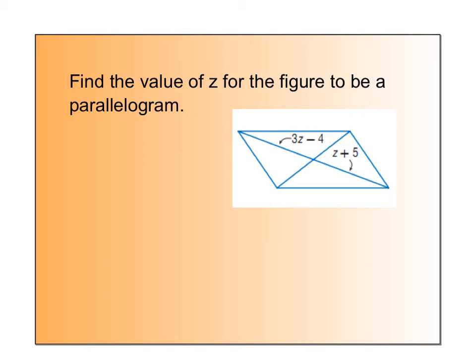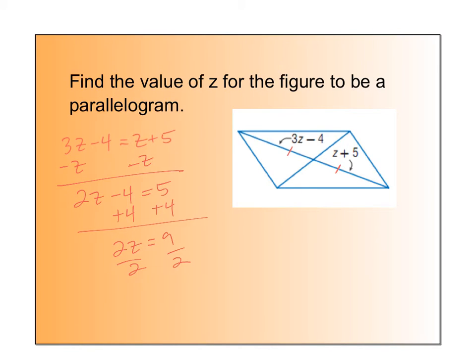So find the value of z for the figure to be a parallelogram. Well, if it's really going to be a parallelogram, the diagonals bisect each other. Those two should be congruent. And so 3z minus 4 should equal z plus 5. Minus z. 2z minus 4 equals 5. Add 4. 2z equals 9. Divide by 2. z equals 4.5.